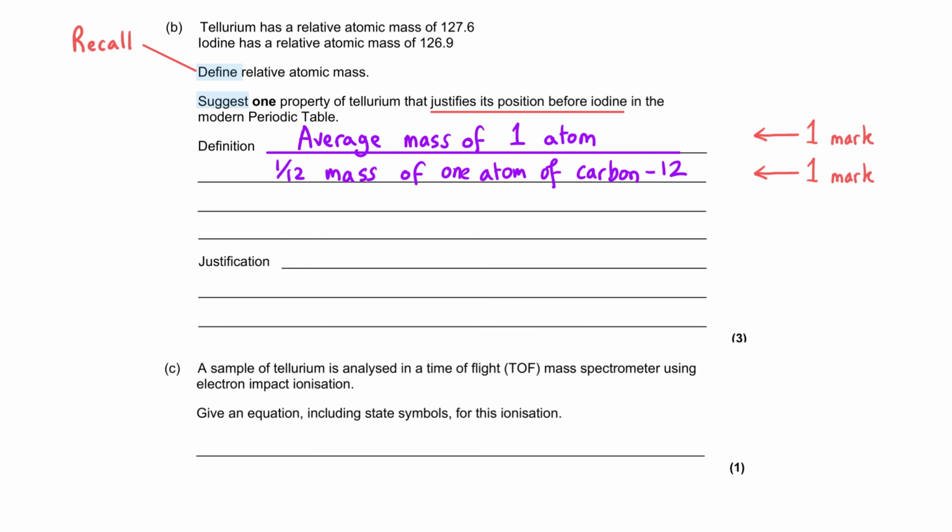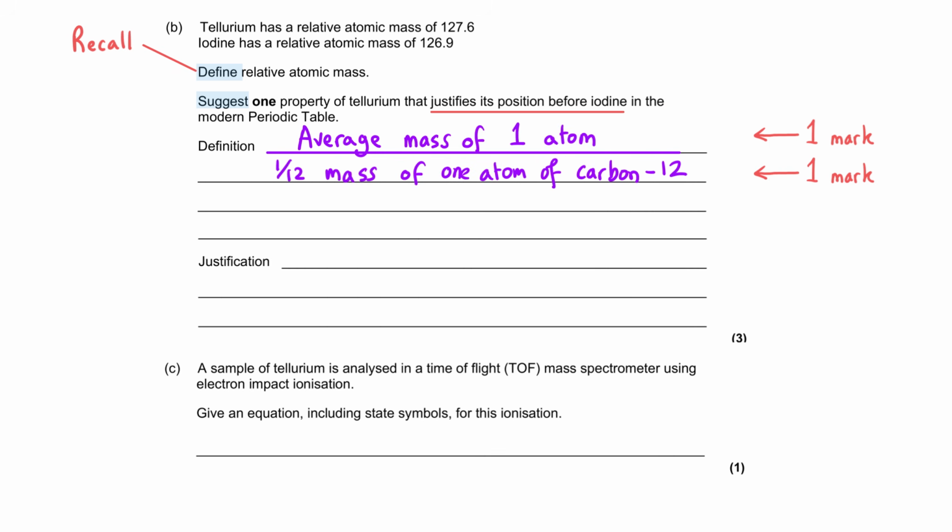There are a number of variations on this theme of writing our answer as a fraction. Instead of saying the average mass of one atom, we might say the average mass of all of the atoms of an element, or the average mass of all of the isotopes. This would still be divided by 1/12 of the mass of one atom of carbon-12. Alternatively, we might say the average mass of 1 mole of atoms divided by 1/12 of the mass of 1 mole of carbon-12. They all would get us the same 2 marks. 1 mark for saying what it is, and the other mark for saying what it is compared to.